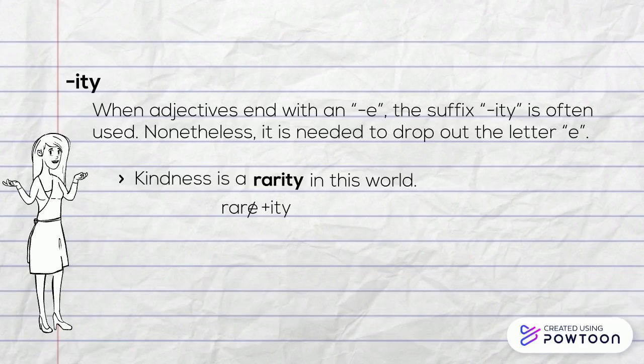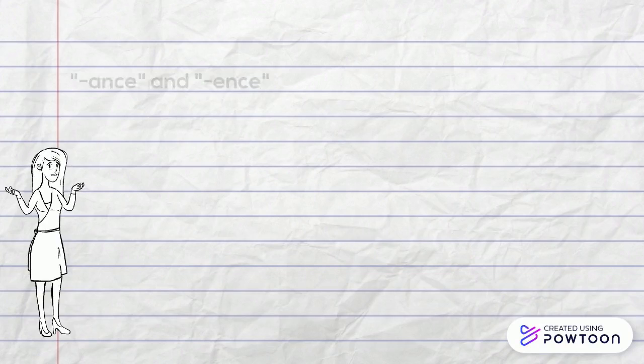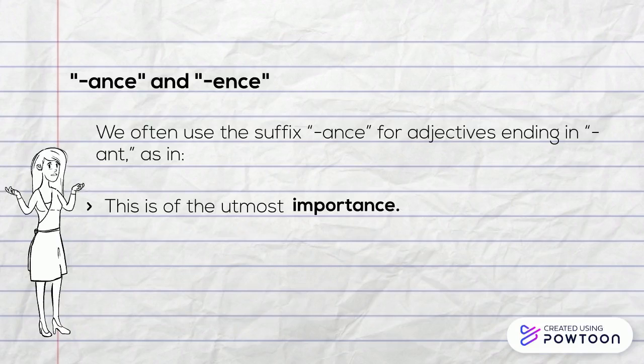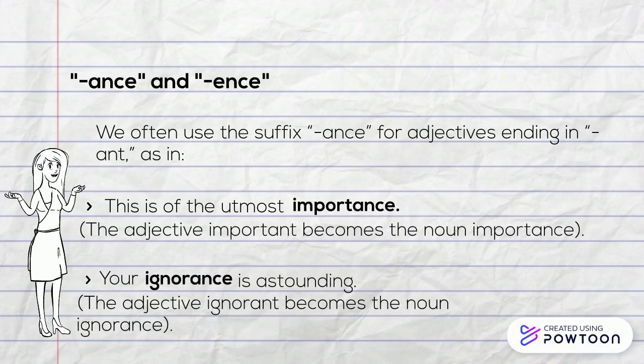And for example, when the word ends in -ble, we have to change -le to -il, as in "This project is your responsibility." And then we have -ance and -ence. We often use the suffix -ance for adjectives ending in -ant, as in "This is of the utmost importance." The adjective important becomes the noun importance. And then we have "Your ignorance is astounding." The adjective ignorant becomes the noun ignorance.